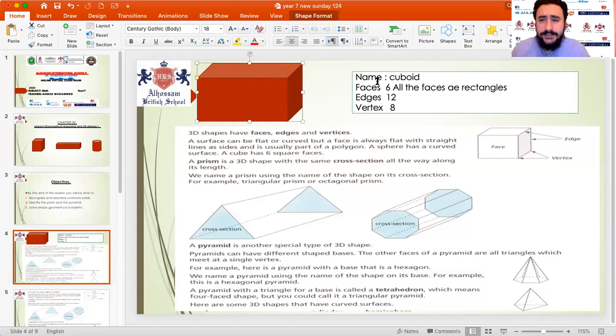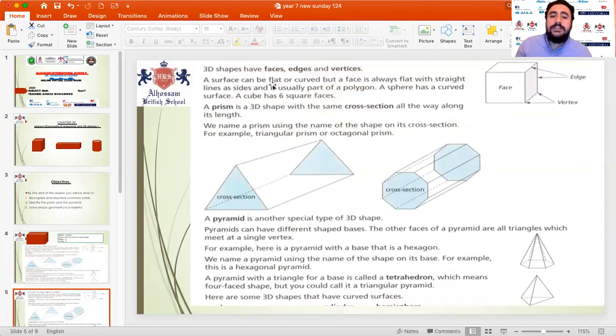Cuboid: 6 faces, 12 edges, and 8 vertices, or 8 vertex. That's about the cuboid. 3D shapes, let's read this a little bit. 3D shapes have faces, edges, and vertices. A surface can be flat or curved, but a face is always flat with straight line sides, and is usually part of a polygon. A sphere is a curved surface.